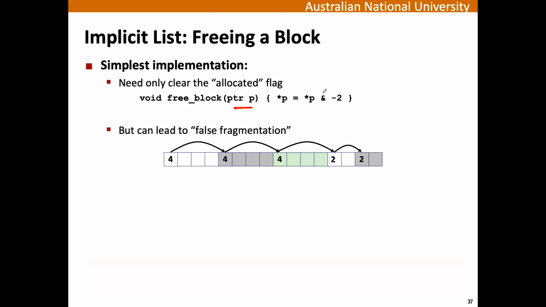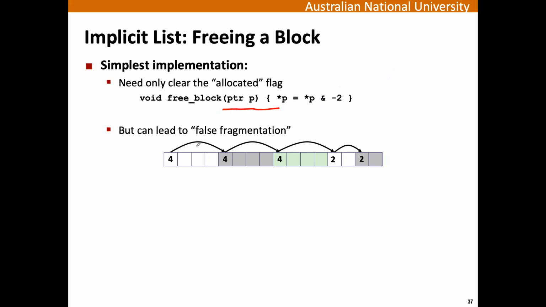So once again, we can do this in just one statement in C. This pattern, the 2's complement representation of -2, has the least significant bit as 0. So doing an AND of any bit with 0 is a 0. 0 and 0 is 0, 0 and 1 is 0. So this is a pretty clever way to reset the allocate bit. Now this block is free.